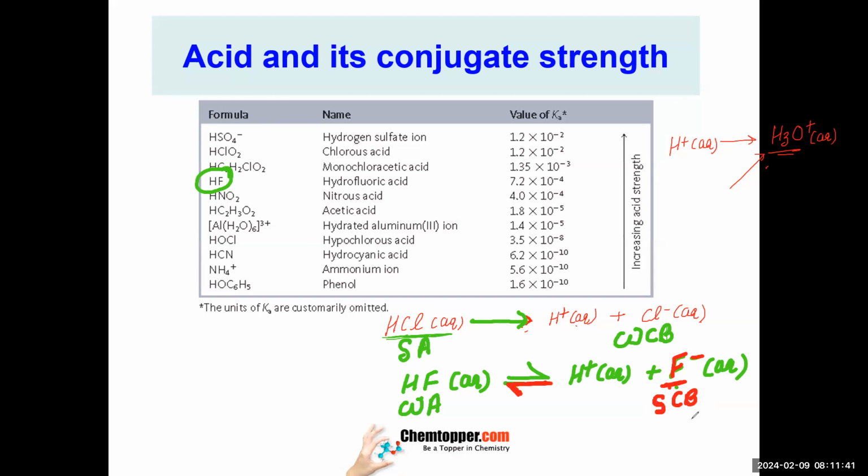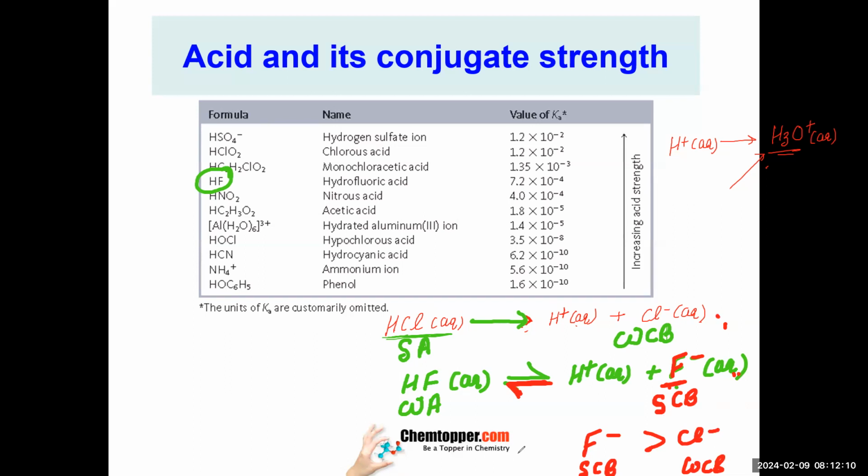But here strong doesn't mean 100% dissociated. You can see that it's still not 100% dissociated. But yes, you can say that F- is a stronger conjugate base than Cl-. Cl- is the weak conjugate base. I can compare the bases, right?